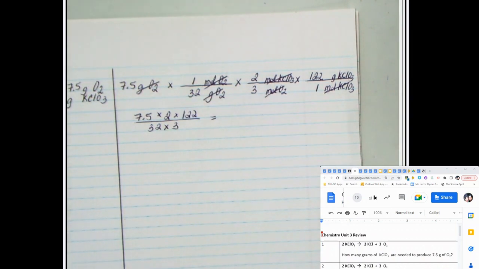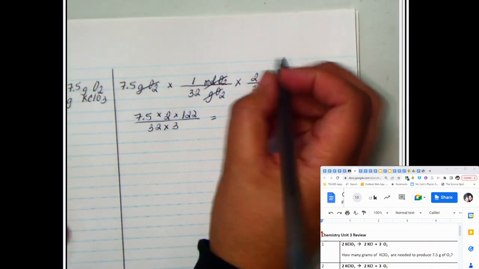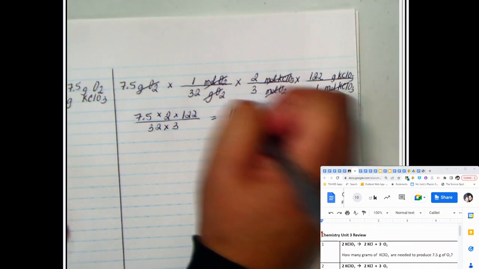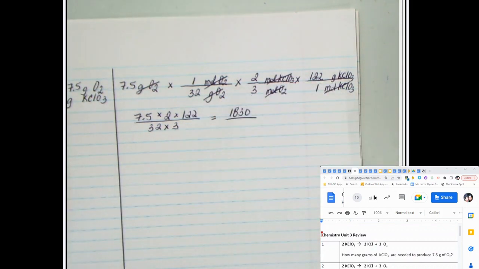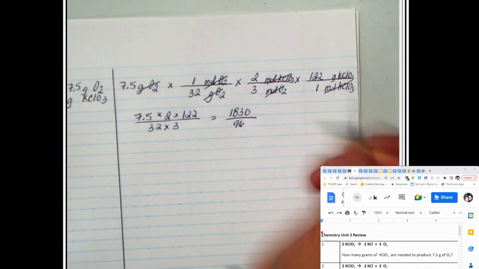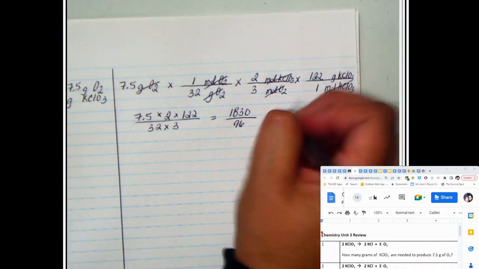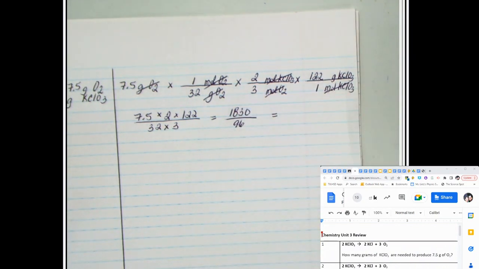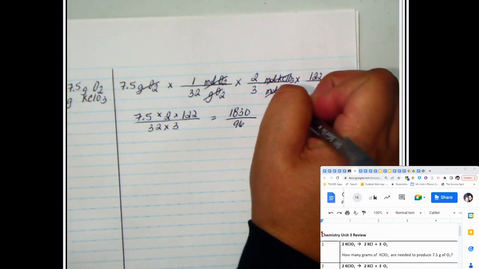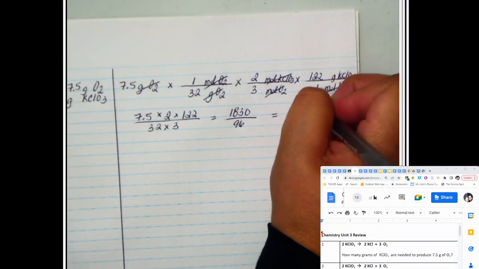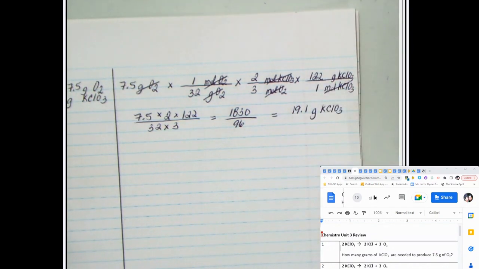All right, so using your calculator, 7.5 times 2 times 122 is 1830. And then 32 times 3, 96. Take your top divided by your bottom, numerator divided by the denominator. So we have 1830 divided by 96 comes out to 19.1 units or grams of KClO3.